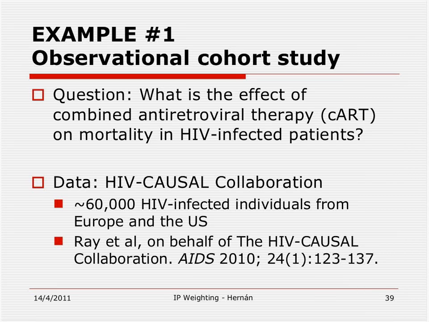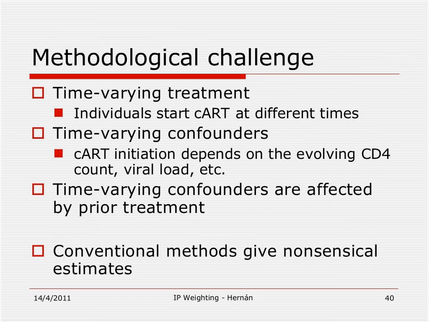Antiretroviral therapy. People start treatment at different times and for different reasons, so there is time-varying confounding. That is the challenge here: we have a time-varying treatment and time-varying confounders that are themselves affected by prior treatment. So my CD4 count now is affected by whether I've been on treatment in the past or not. If we try to adjust for these time-varying confounders using standard methods, we get answers that don't make sense, as I'm going to show you now.